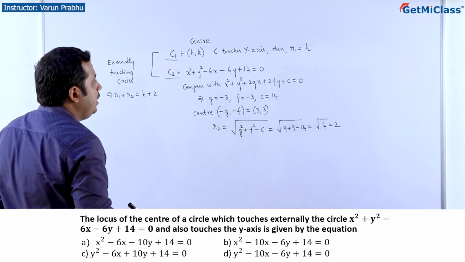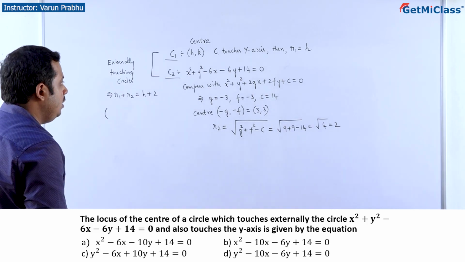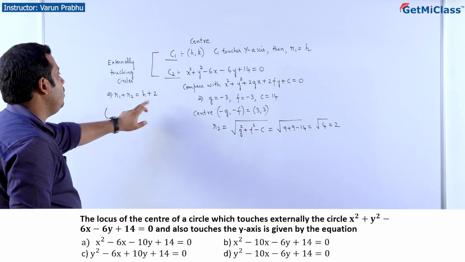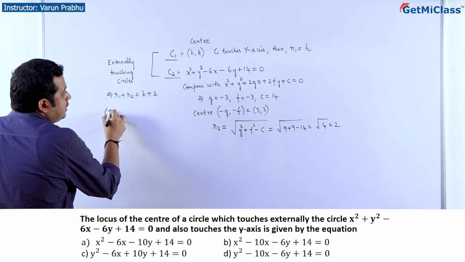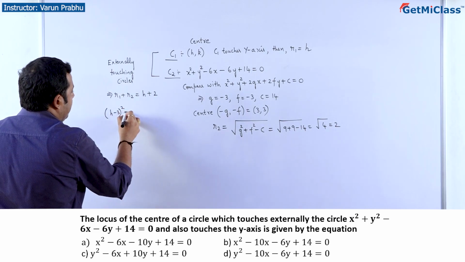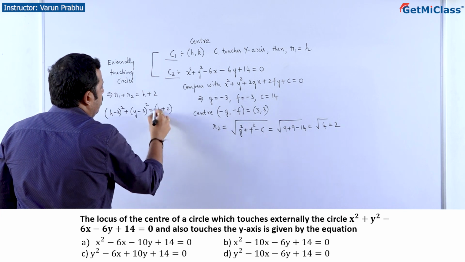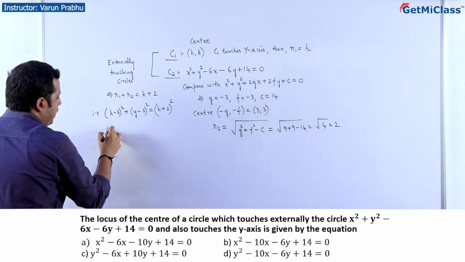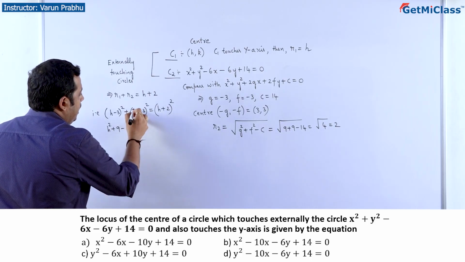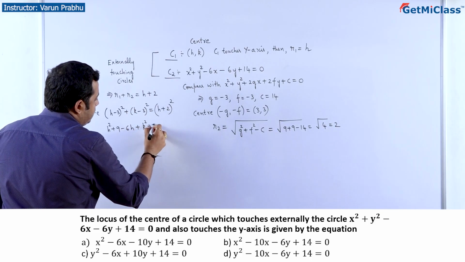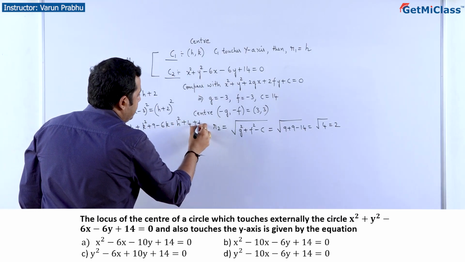So what is the equation of the locus of this particular circle now? R1 plus R2 should be equal to h plus 2. This is nothing but the distance between the centers. So can we not write this as h minus 3 the whole square plus k minus 3 the whole square, that is equal to h plus 2 the whole square, correct? So I can say h square plus 9 minus 6h plus k square plus 9 minus 6k, that is equal to h square plus 4 plus 4h.